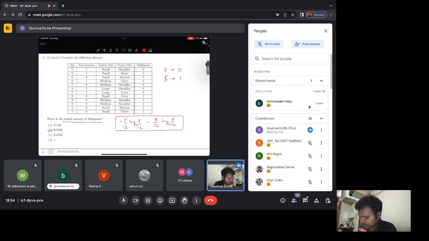So this is pretty standard. If you remember the formula that was given in the class, it is minus p plus log of p plus minus p minus log of p minus. Here p plus is 5 by 12, because out of the 12 examples 5 are positive, and p minus is 7 by 12, out of the 12 examples 7 are negative. So that is one solution, and that is another question.